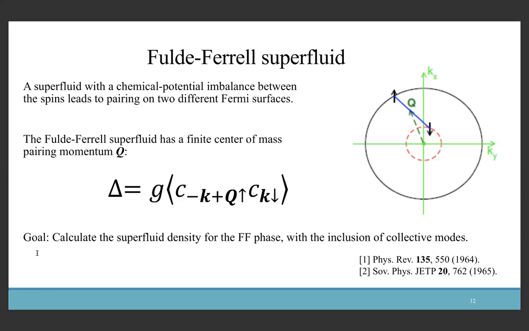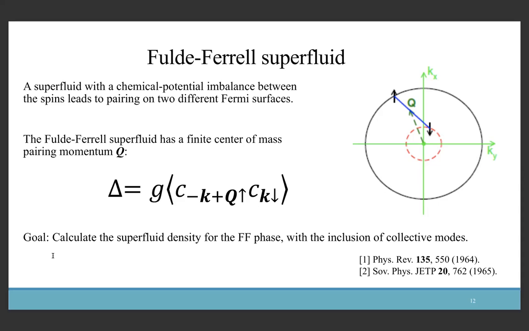And as I said earlier, the presence of a magnetic field will naturally destroy superconductivity. And so to offset this effect, the electrons now pair with some finite momentum. So a Fulde-Ferrell superfluid is a superfluid which has a finite center of mass momentum. And that's characterized by this Q vector here. So recall BCS theory is electrons pairing on opposite sides of the same Fermi surface. A Fulde-Ferrell superfluid is electrons paired through some pairing vector on different Fermi surfaces.